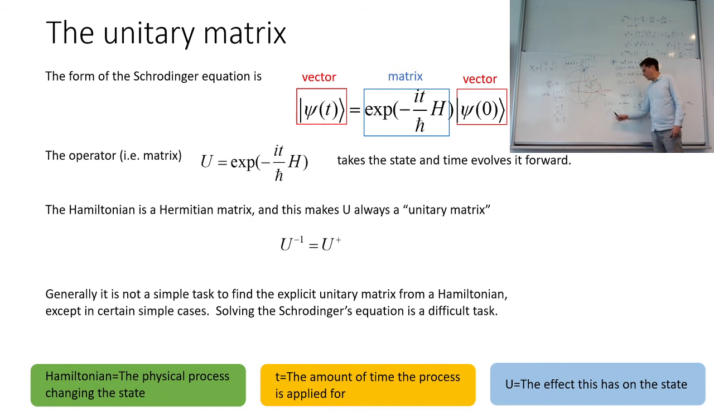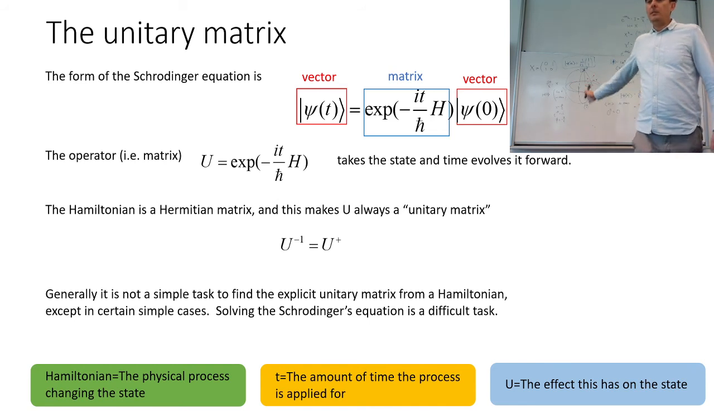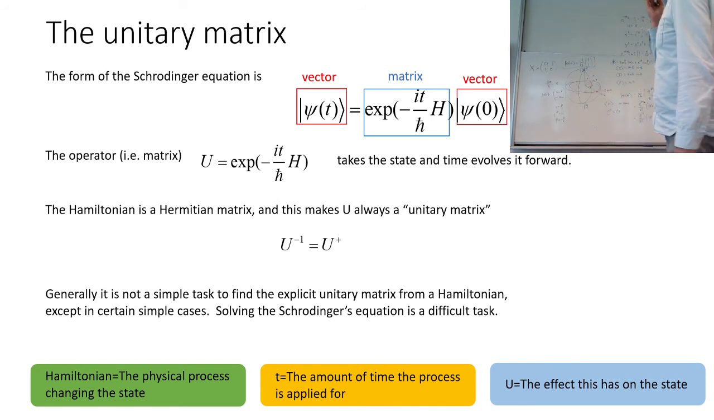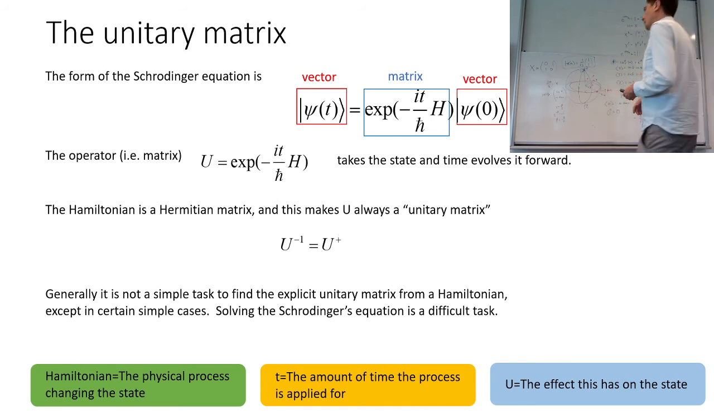And the reason why all observables need to be Hermitian is because that guarantees that any averages are always going to give real values. So we don't want observables to give complex values. And if you have an exponential of a Hermitian matrix, then it gives a so-called unitary matrix.